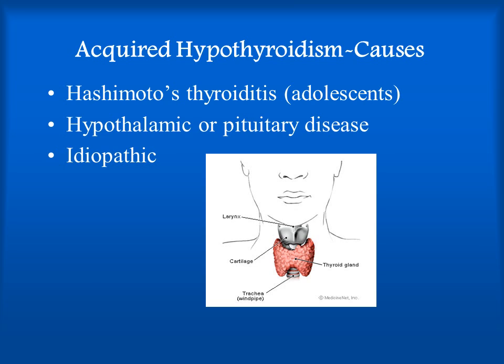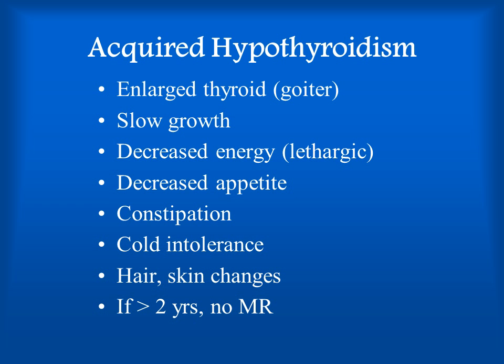Acquired hypothyroidism, as we mentioned earlier, in adolescence, you may start to see Hashimoto's thyroiditis. There can also be idiopathic reasons or hypothalamic or pituitary disease. Some of the signs and symptoms of acquired hypothyroidism would be enlarged thyroid or goiter, a slow growth pattern, decreased energy, lethargy, decreased appetite, increased constipation, cold intolerance, changes in the hair, the skin. And if they're greater than 2 years of age, usually you do not see any mental retardation.